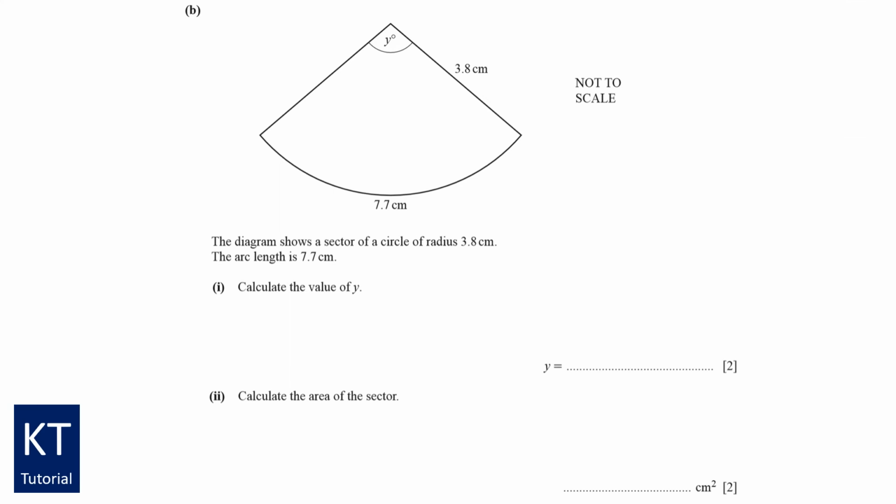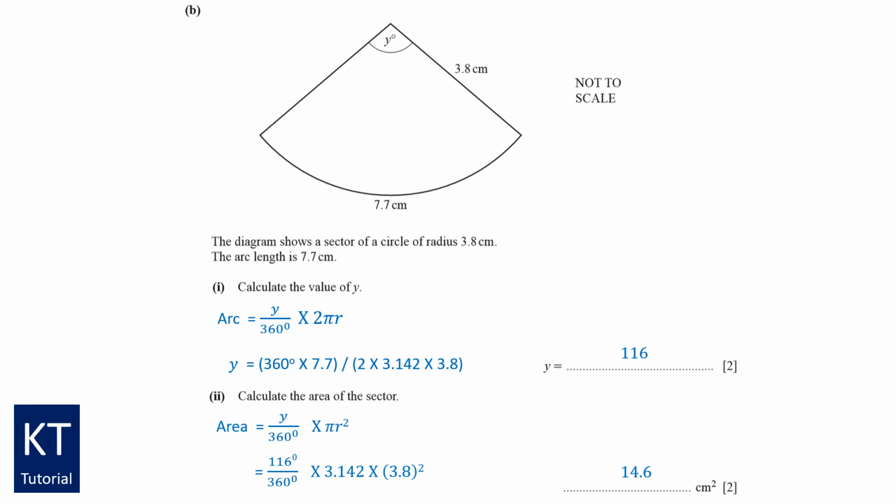Question 8b. The diagram shows a sector of a circle of radius 3.8 cm. The arc length is 7.7 cm. Calculate the value of y. By applying the formula in calculating arc, y is 116. Next, calculate the area of the sector. By applying y being equal to 116 degrees into the formula for calculating the area of a sector, you'll arrive at the area being 14.6.